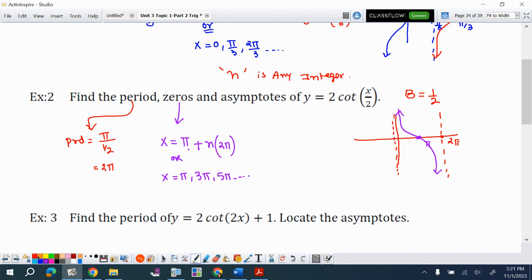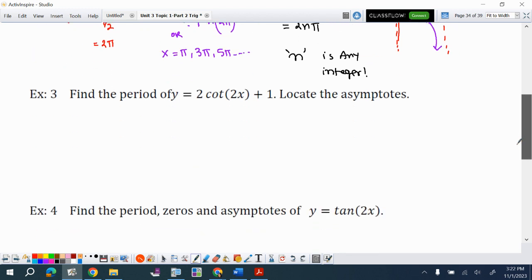Okay, so where is the asymptote? Well, the asymptote is at 0. First, the next is at 2 pi. So you can say 0 plus period, which is the same as 2n pi. Again, n is any integer. This is for the cotangent graph.